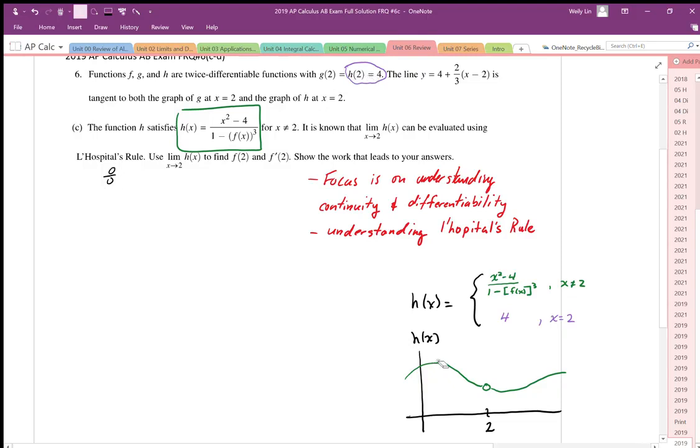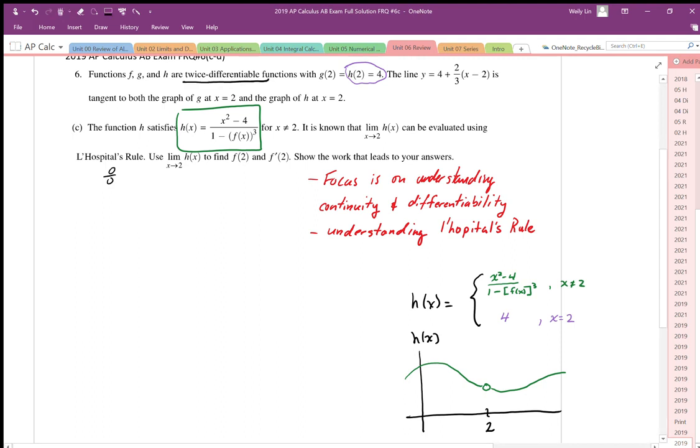So I've just drawn in green a random function. We just know that's some random function, but it's defined at x equals 2. So it has a hole there. It has a limit. So there's a hole there. And it's defined at x equals 2. And it is differentiable. So this is important that we understand that this function is differentiable.